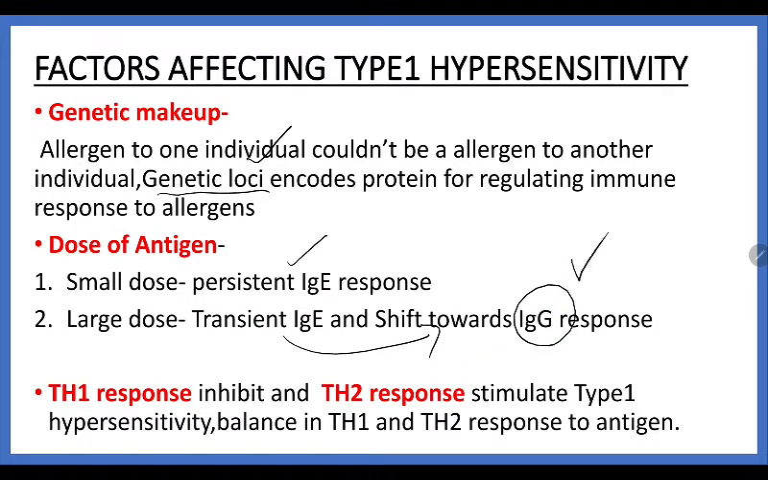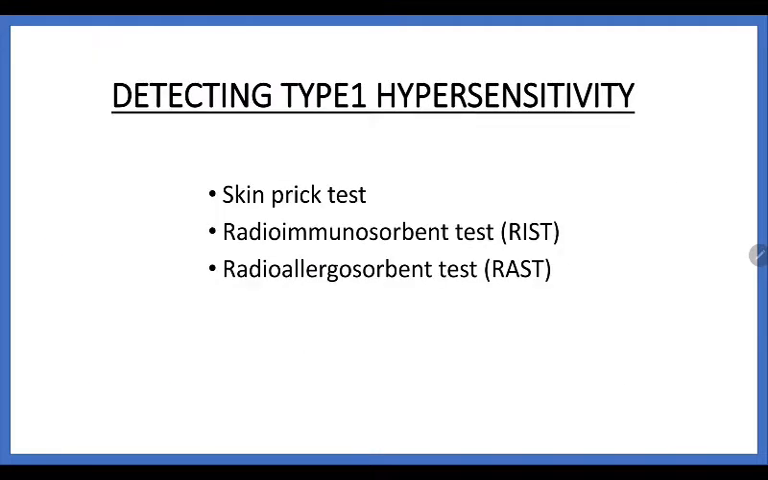Now, one important thing is Th1 response and Th2 response. This we have discussed in the complement video. If you have not watched it, I have given the link in the description to check it out. Here Th1 response will always inhibit type 1 hypersensitivity. Th2 will stimulate it. It is because of the interferon gamma. There should always be a balance in the Th1 and Th2 response to the antigen.